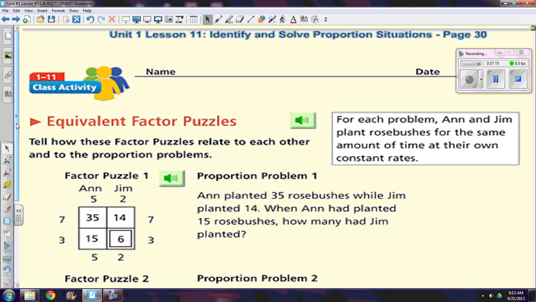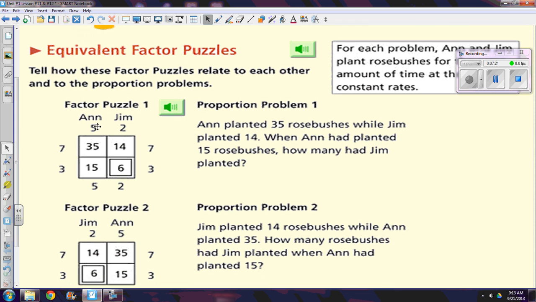So, looking at factor puzzle 1, Ann 5, Jim 2. 35 to 14, or 15 to 6. And then it says proportion problem number 1. Ann planted 35 rose bushes while Jim planted 14. When Ann had planted 15 rose bushes, how many had Jim planted? And that's what you have to solve. So it's boxed and it's 6.